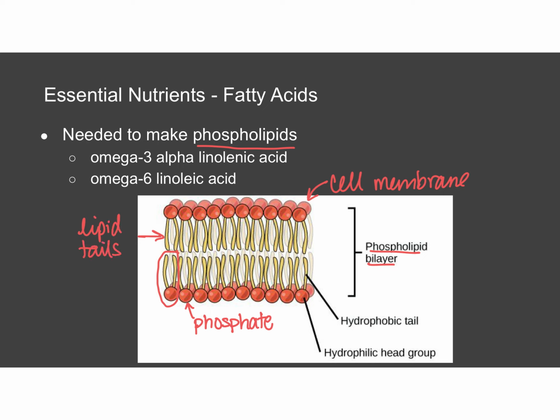And more specifically, these lipid or fatty acid tails are omega-3 alpha linolenic acid and omega-6 linolenic acid. And so these are the fatty acids that are needed in order to make the fatty acid tails of the phospholipids that make up our cell membranes.